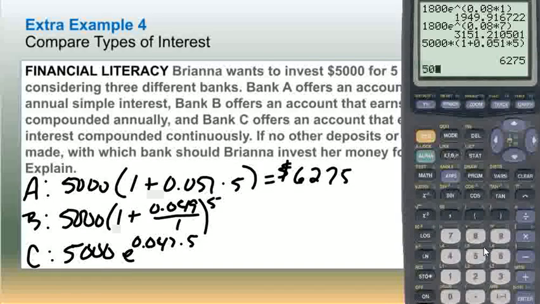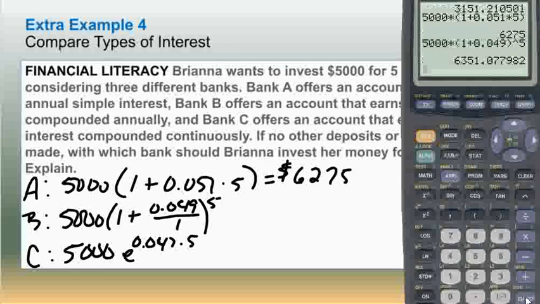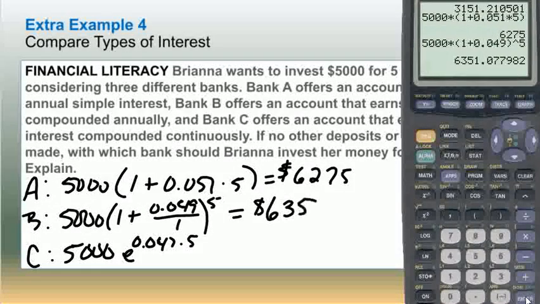Bank B, we have $5,000 times parentheses 1 plus 0.049, and parentheses raised to the 5th power gives us $6,351.08.